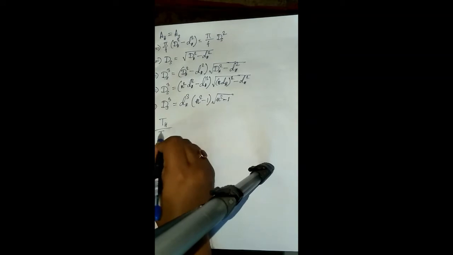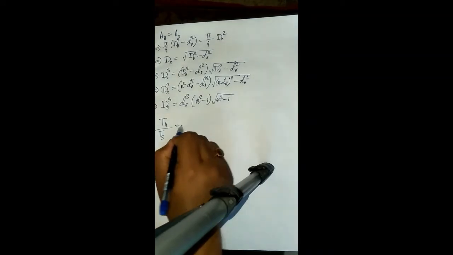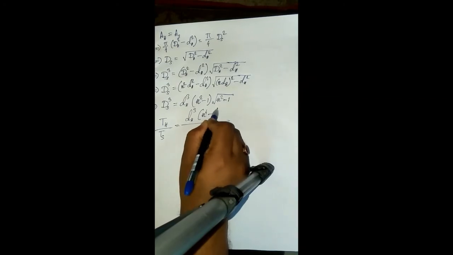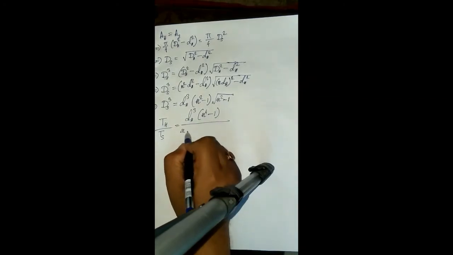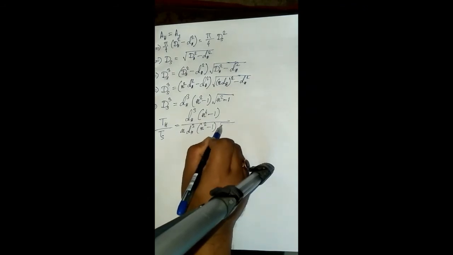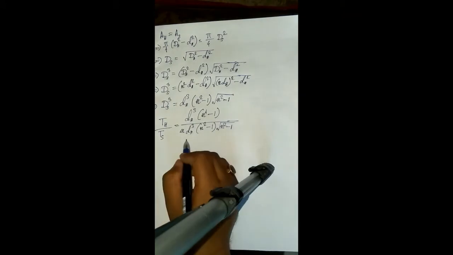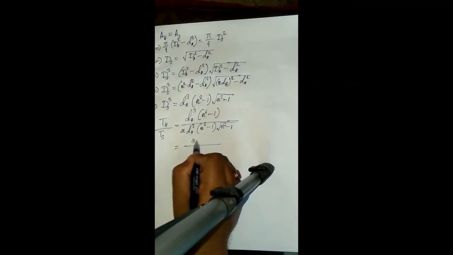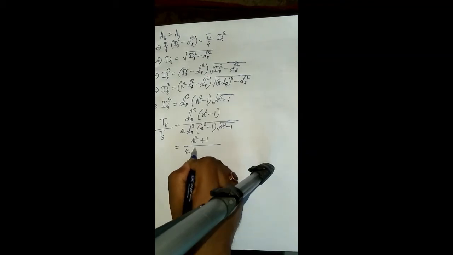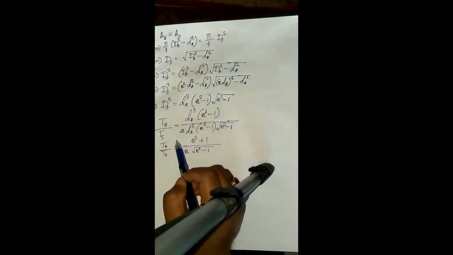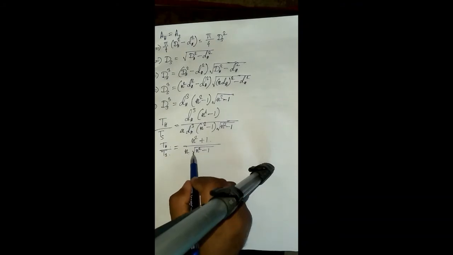the torque relation, that is dh by ds is equal to dh cube by n to the power 4 minus 1 by n, over dh cube into n square minus 1 root under n square minus 1. Okay, so by simplifying this relation we get n square plus 1 by n into n square minus 1. Okay, so th by ts is equal to n square plus 1 by n into root under n square minus 1.